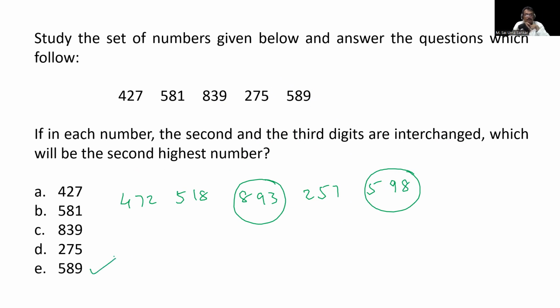Okay. Now come to this case. If in each number the second and third digits are interchanged. Now what about the first digit? There is no change at all. Now, what we require is the highest number? Obviously, this is the highest number. Now, focus on the second number and third number only. 581, 589. Suppose we interchange the second and third digits, then what happened? This becomes 598 and this becomes 518 or not. So, obviously, we require the second number only. So, what is the answer? Answer equal to 589.